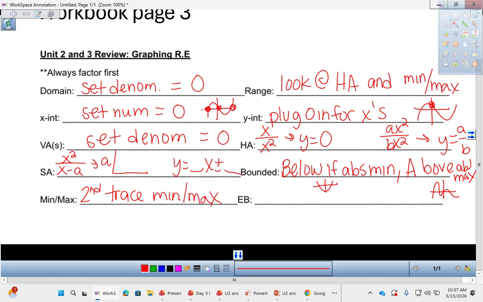To find the mins or maxes, you're going to have to trace them in the calculator. And these are the buttons that you pushed to get there. And then the end behavior goes with the horizontal asymptote.